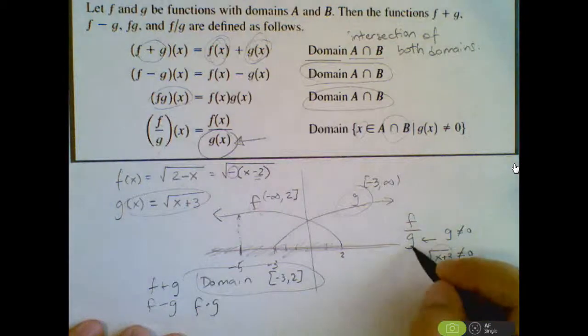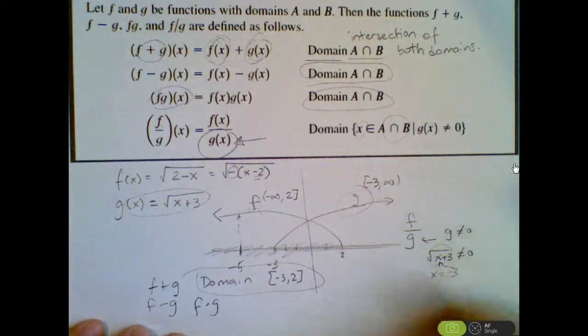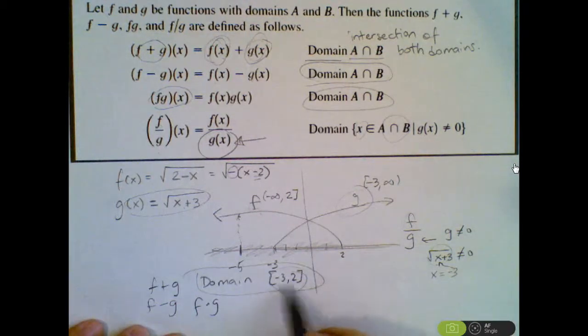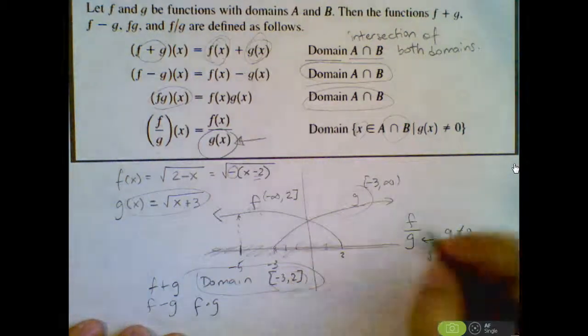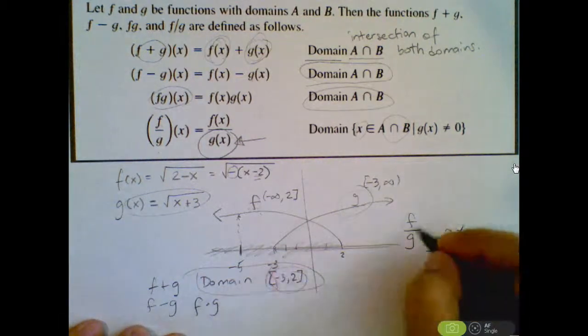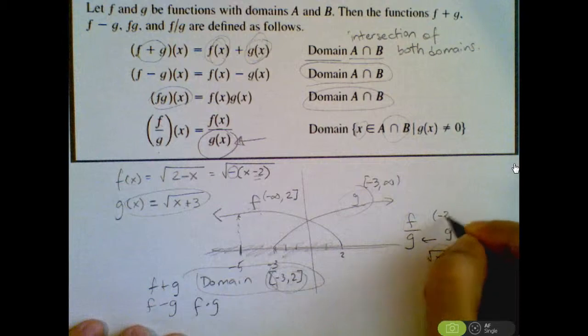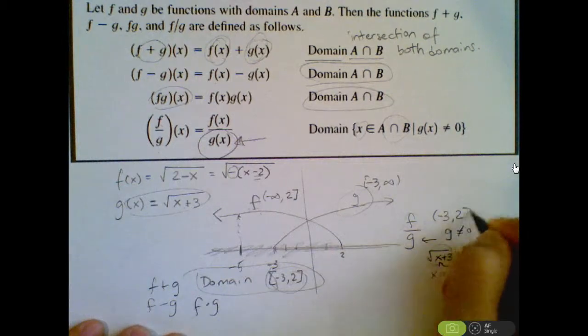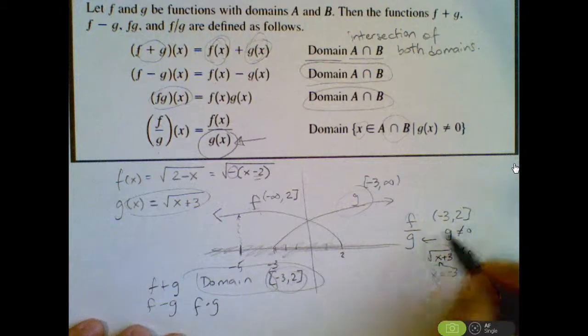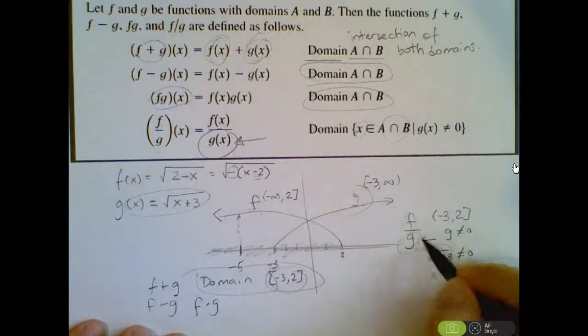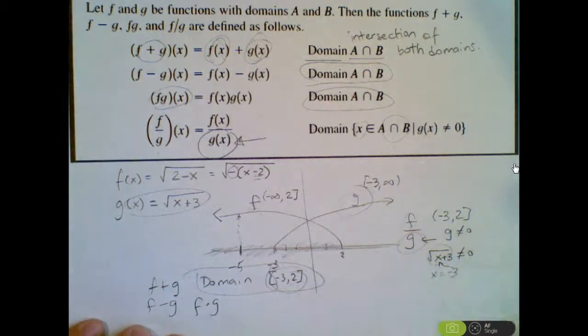So this cannot happen for the division. I have to exclude negative 3 out of this domain that I'm suggesting. Since I have to exclude it, it won't be a closed interval at negative 3, it will be an open interval at negative 3. But 2 is not a problem, so 2 remains closed. So in here, I'm taking away that value that makes g 0 because I don't want it in my domain because it cannot be defined.